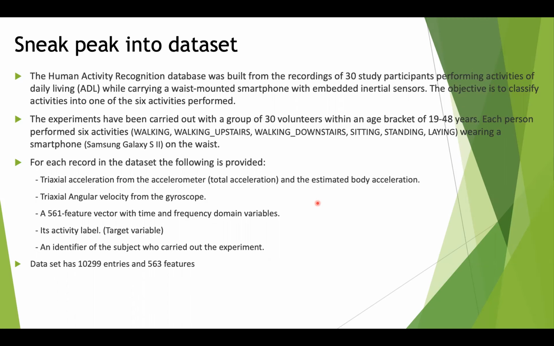Basically we have around 561 to 562 different feature vectors across the time and frequency domain variables. You could see that each of these features prefixed with T is a time domain and F is a frequency domain. And then the activity label, which is our target variable that we have to predict, and the identifier of the subject or the participant who carried out this experiment is also part of this dataset. So the dataset on the whole has around 10,299 records with 562 to 563 different features.